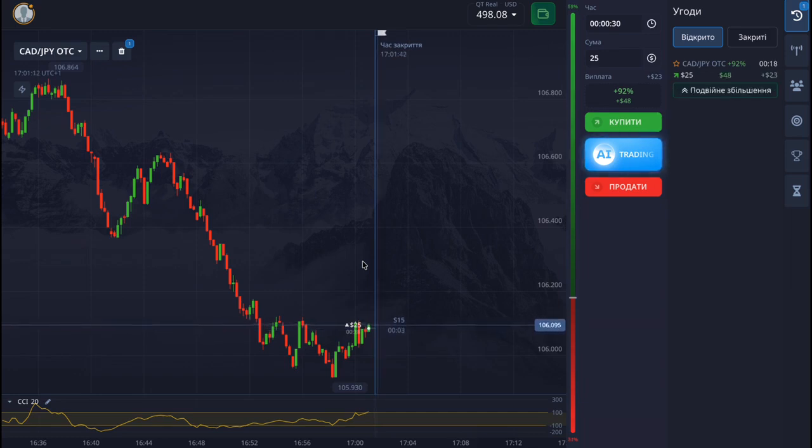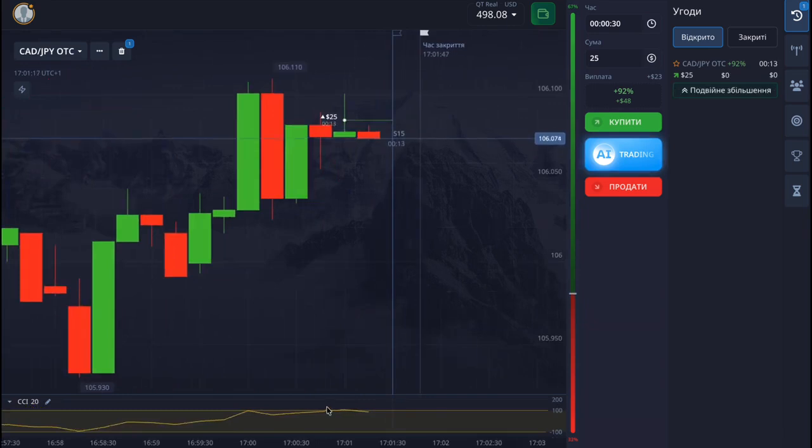Because we are basing it on the CCI indicator, and we're looking at where it shows the market bouncing. We enter where the market bounces off the upper level and goes down, and where it bounces off the lower level, the market goes up. So everything is perfectly clear.